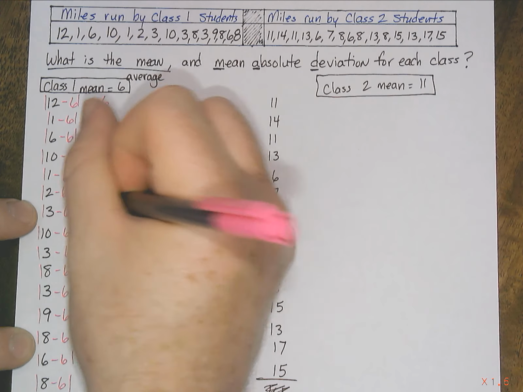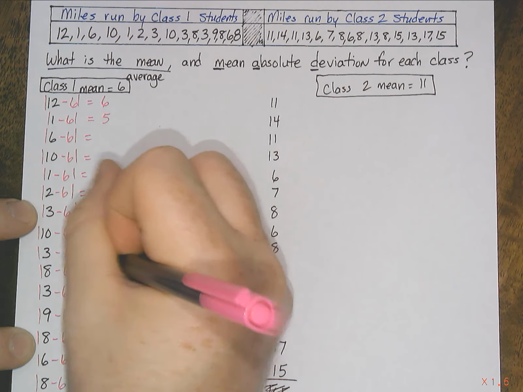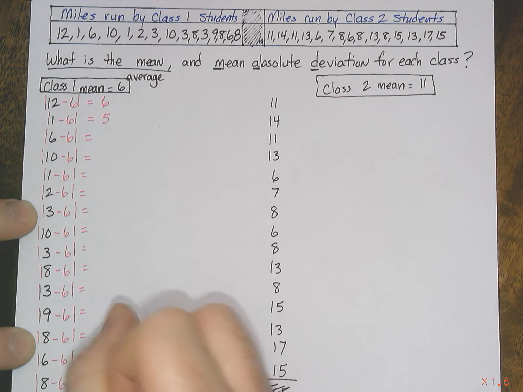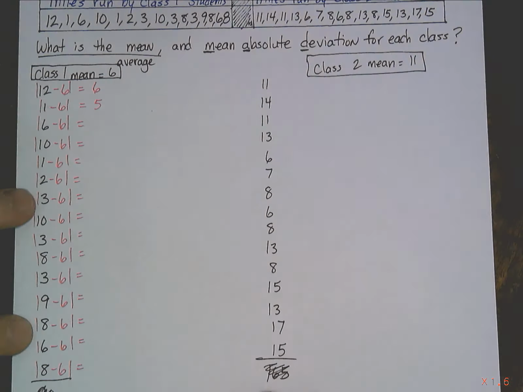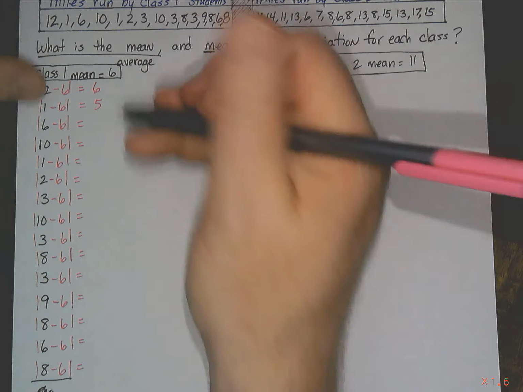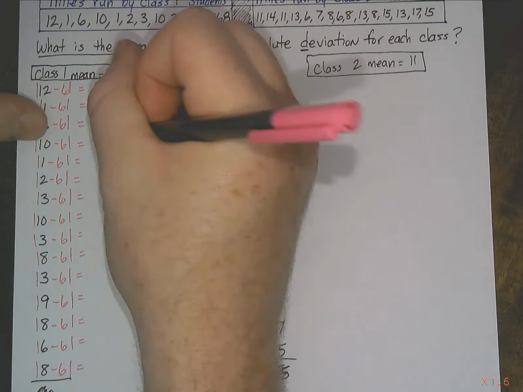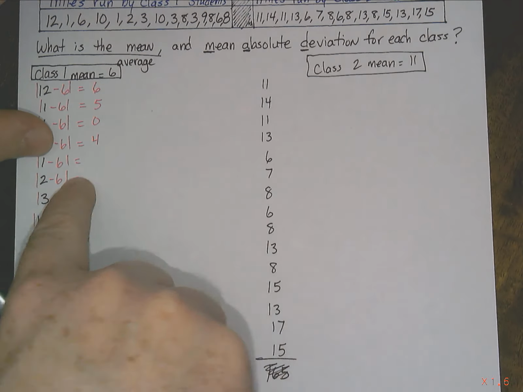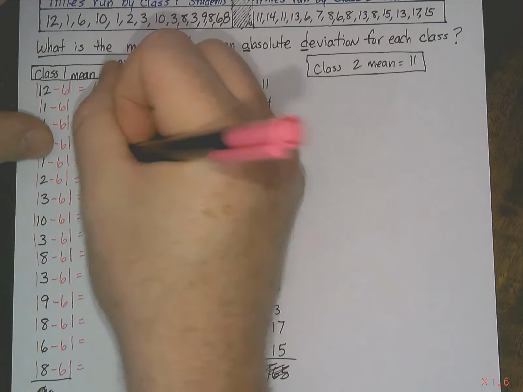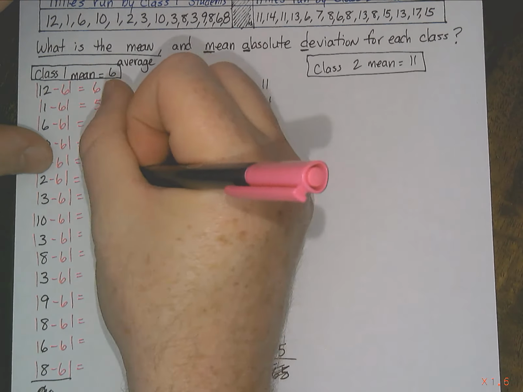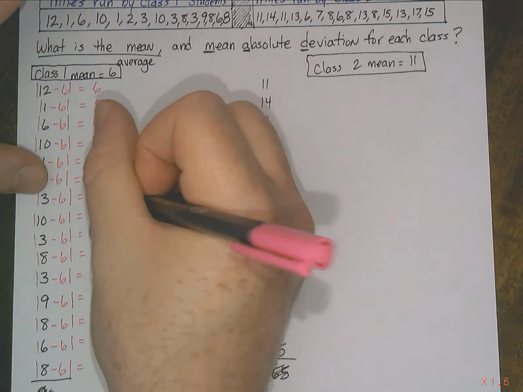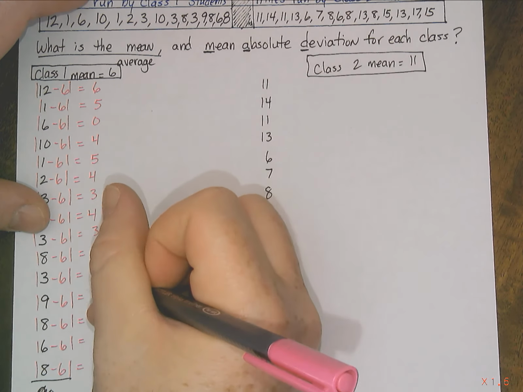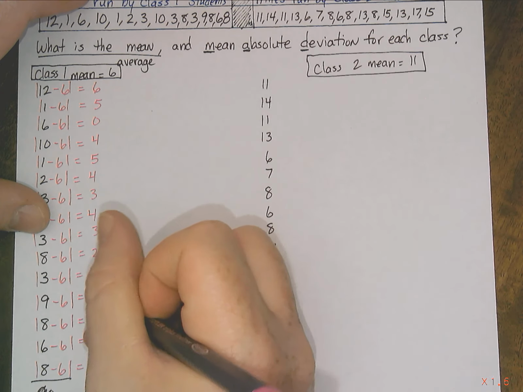So you've got a lot of subtraction problems right here. And again, this is the tedious part. Not hard work, it's just tedious because there's a lot to do. So 6 minus 6, 0. 10 minus 6 is 4. 1 minus 6 is negative 5, but again, we're looking at absolute value, so it's just 5. 2 minus 6 is negative 4, positive 4. 3 minus 6 is 3. 10 minus 6 is 4. 3, 2, and basically you see where I'm getting at.